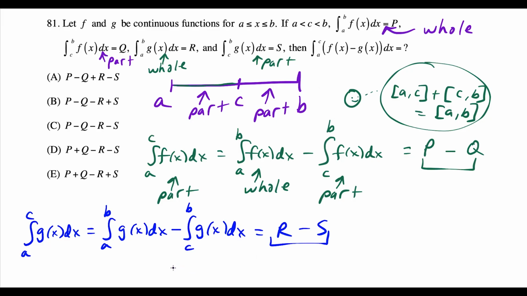This is going to work out to p minus q minus parentheses r minus s. These parentheses are very important because it's going to influence the answer. We have p minus q minus r, but then we're going to have a plus s at the end. So p minus q minus r plus s is going to match up with choice B.